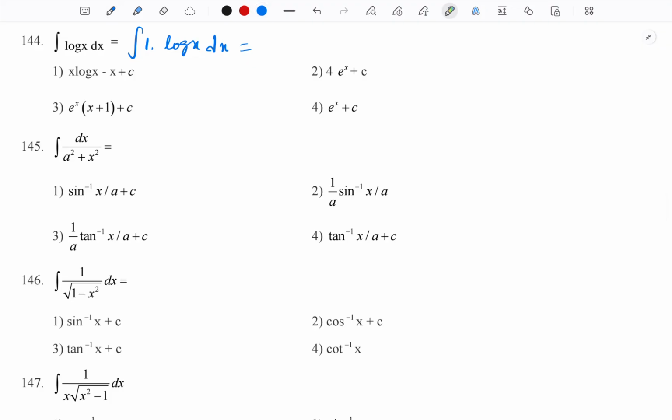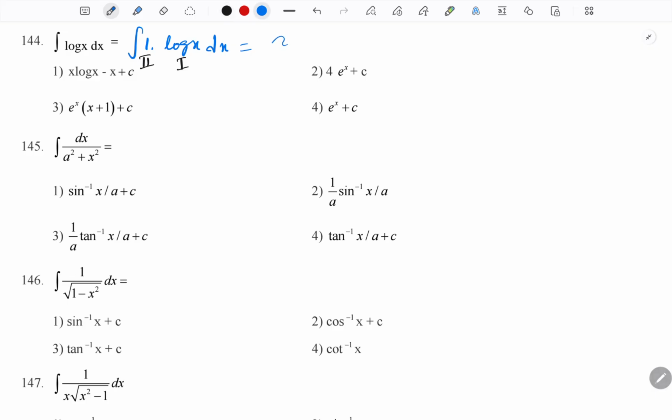So what is the first function here? The first function is log x, and the second function is 1. Okay, if I go by the shortcut trick, it will not work here, right? Okay, do the general by parts.